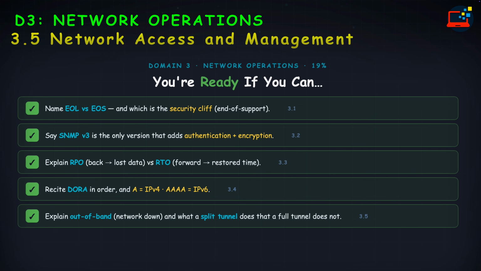You're ready for this domain if you can name the difference between end of life and end of support without hesitating and say which one is the security cliff. If you can state that SNMP version 3 is the only version that adds authentication and encryption. If you can explain RPO and RTO in one sentence each with the right direction, one looking back at lost data and one looking forward at restored time. And if you can recite the DORA stages in order and say that an A record returns IPv4 while a quad A returns IPv6. And if you can explain when out-of-band management saves you and what a split tunnel does that a full tunnel does not.